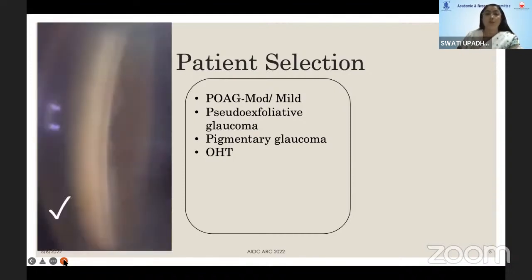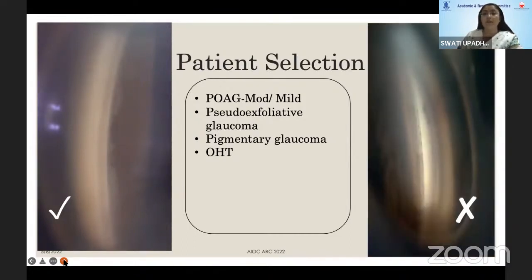If a patient is having an angle like this, where all the structures are clearly visible, the scleral spur is the most important landmark. If you can see the scleral spur in the nasal angle, these patients are the first to try on. In contrast to these types of angles, which do not have a clear-cut demarcation of the scleral spur, where the iris pigments are dispersed throughout, these should not be the first ones to be selected. So please select clear-cut cases where the scleral spur is clearly visible.